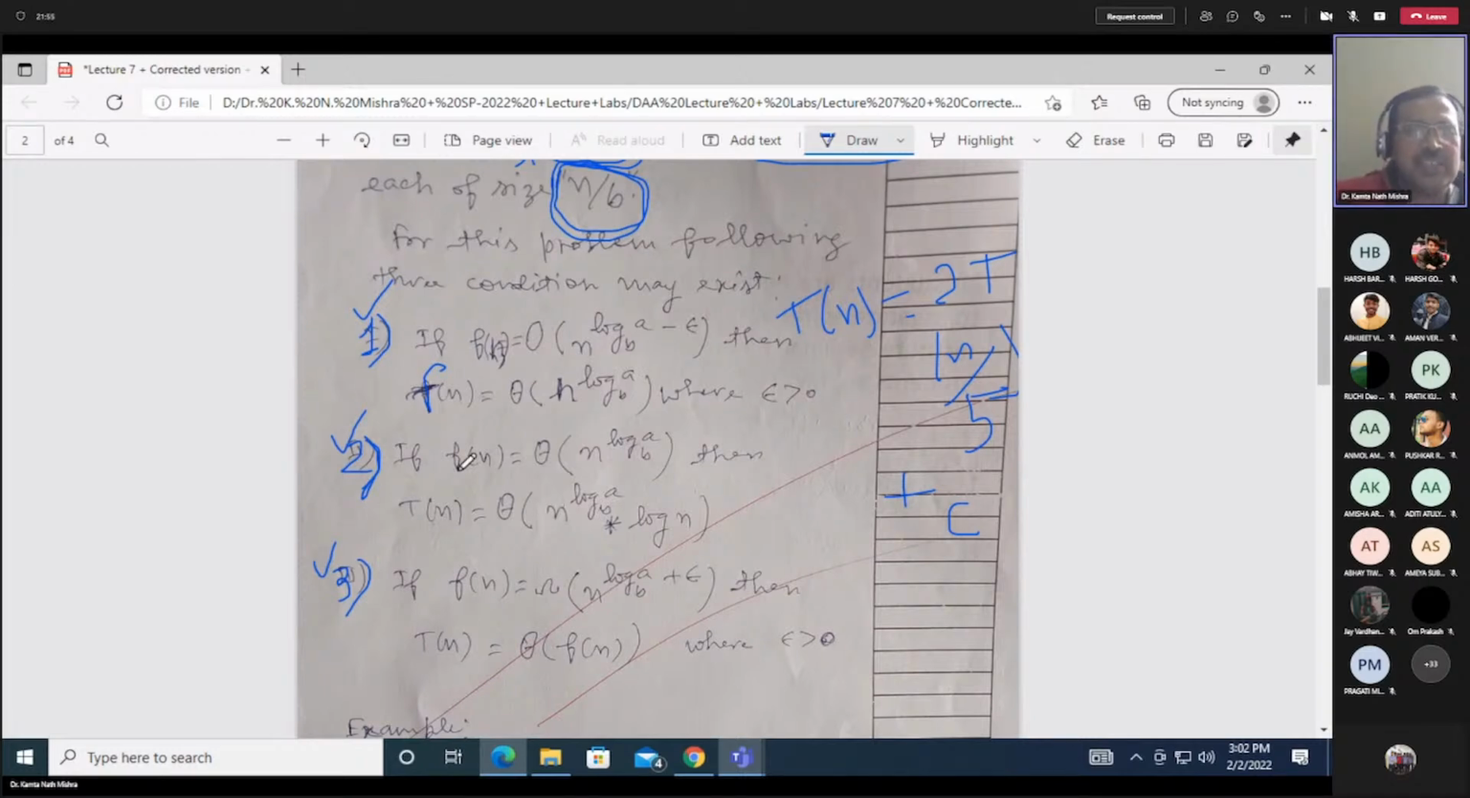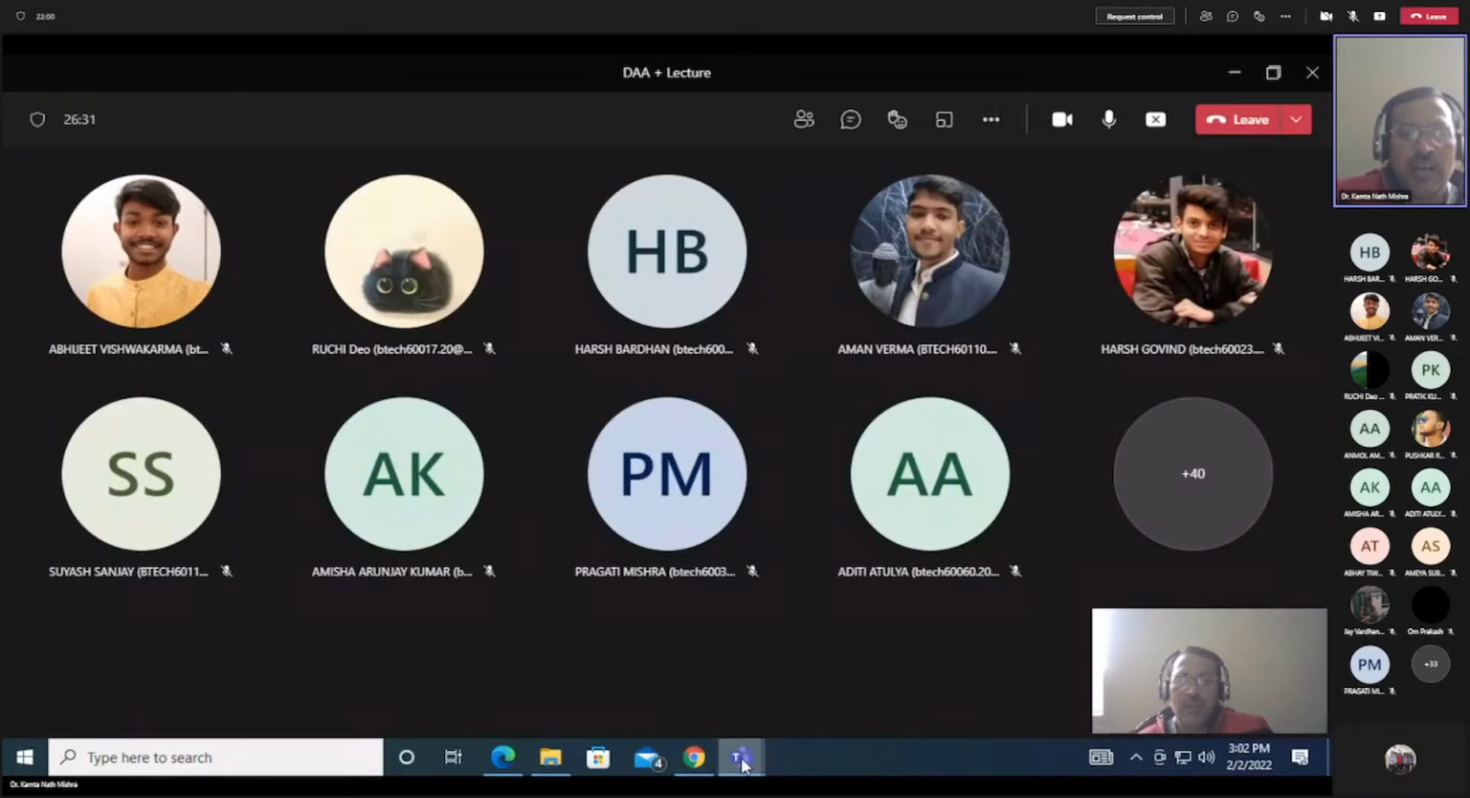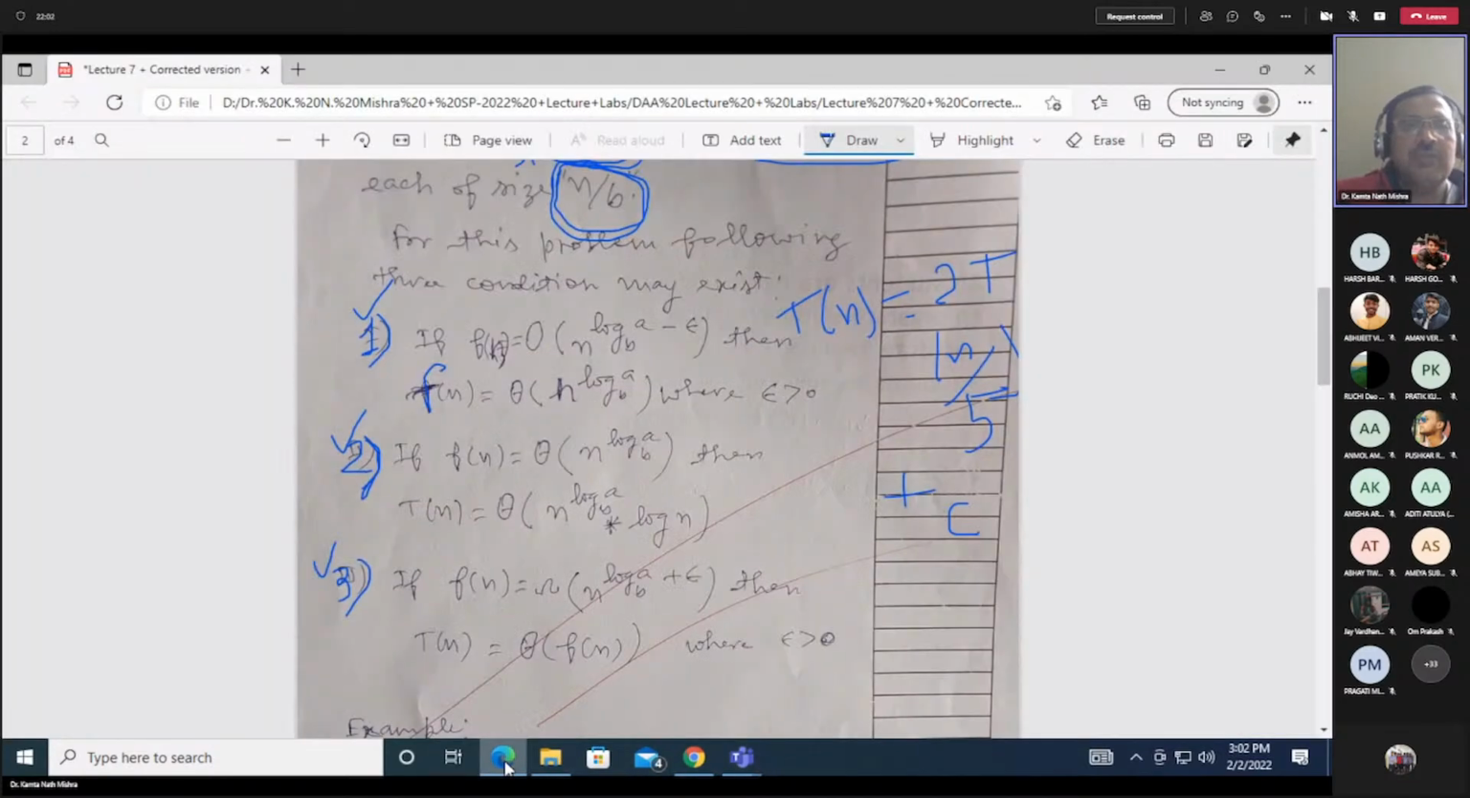And second equation is, Aditi, Atulya, now you read the second equation. What is the second equation? Second equation means you can say this is the second condition. First one is condition 1, second one is condition 2. So what is the second condition? The second condition says if fn is equal to theta of n to the power.